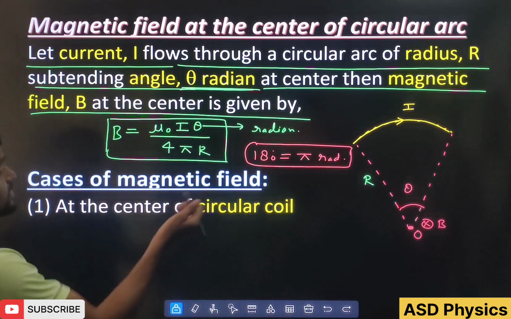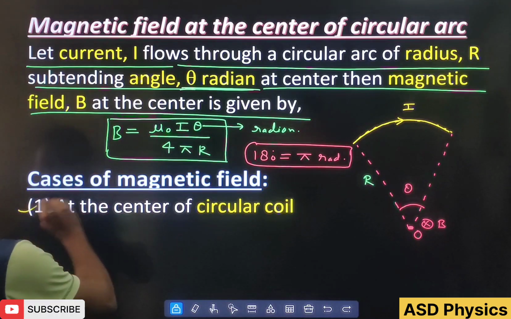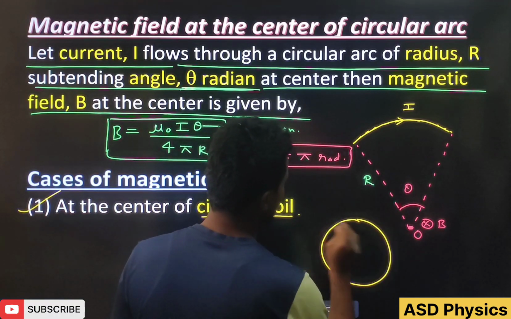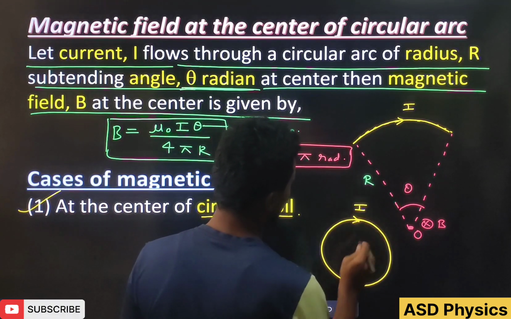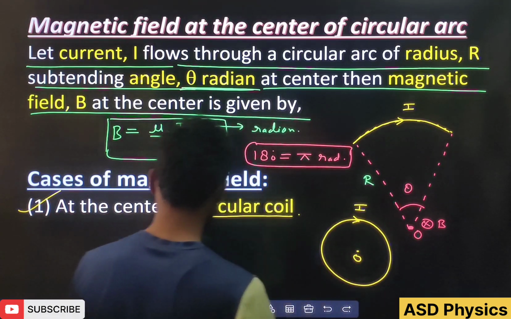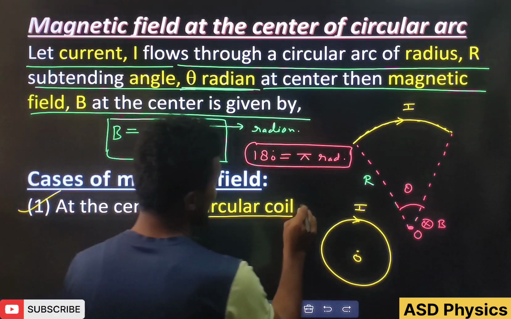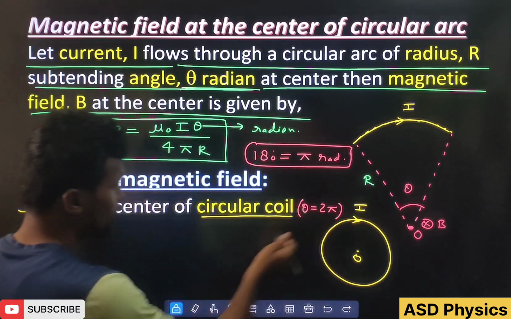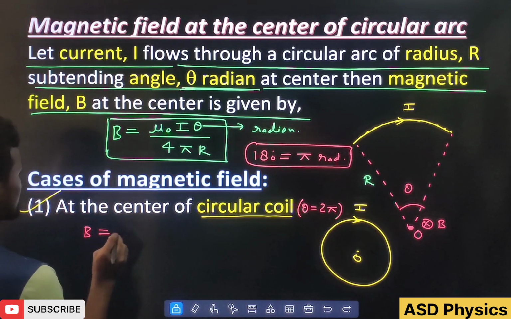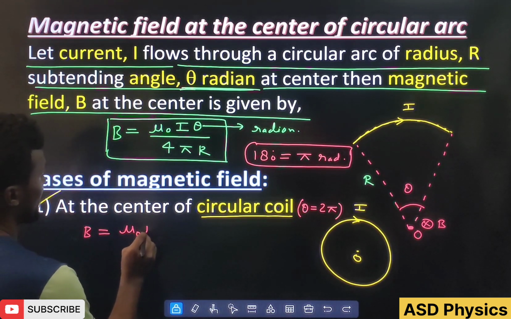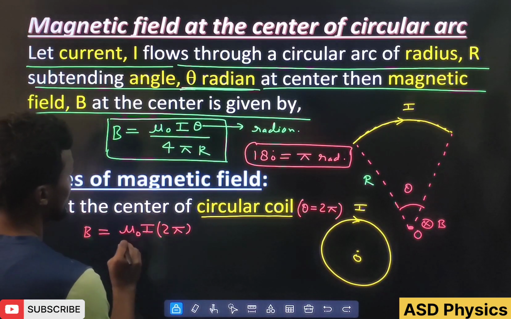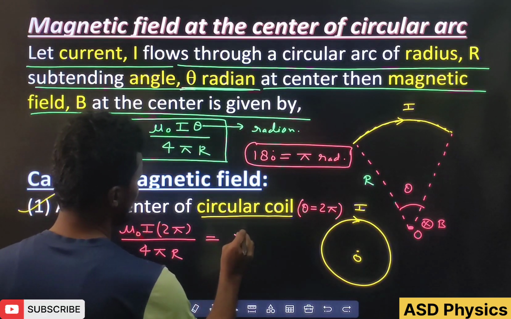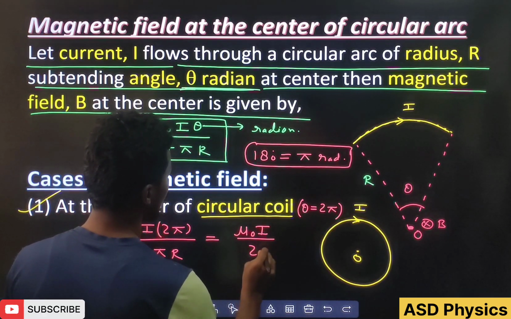Some cases are there. So, cases of a magnetic field. See the first case: at the center of a circular coil. Circular coil means how will it look like? It will look like this. And let's take the current flowing as I. Then you can tell very well at the center how much angle will be there. At the center the angle will be theta equal to 360 degree or 2 pi. So the magnetic field at the center is given by mu naught I, theta is 2 pi, by 4 pi r. So pi cancels, 2 by 4, and what will happen here is mu naught I by 2r.